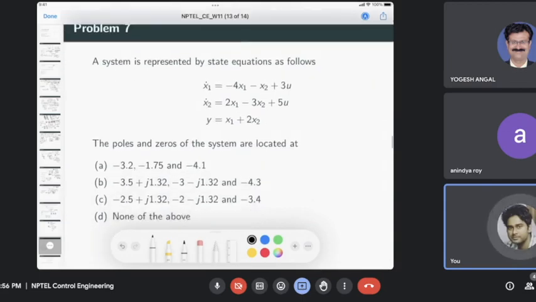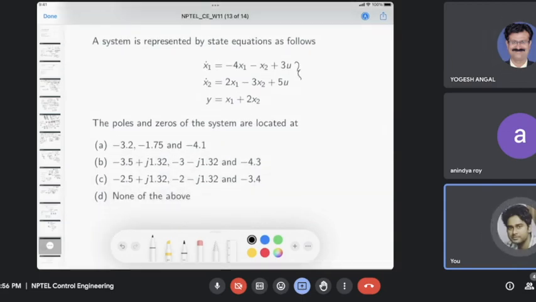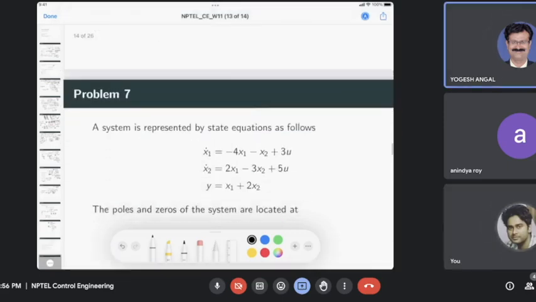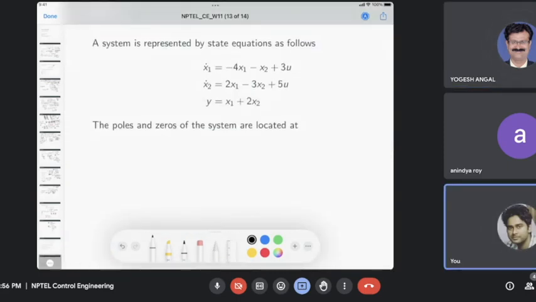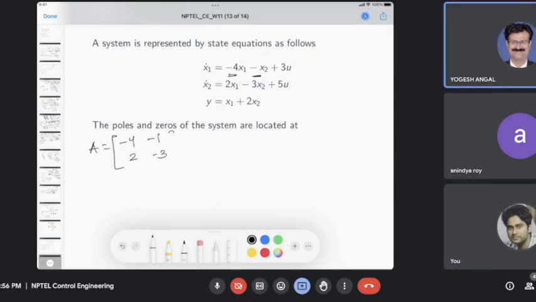A system is given by this state equation and output equation. What are the poles and zeros of the system? What we do is find the transfer function. Once we find the transfer function, we know the poles and zeros. So we'll just find the transfer function of the system. For that we write the A and B matrices. A matrix, as you can see, is minus 4, minus 1, 2, minus 3.